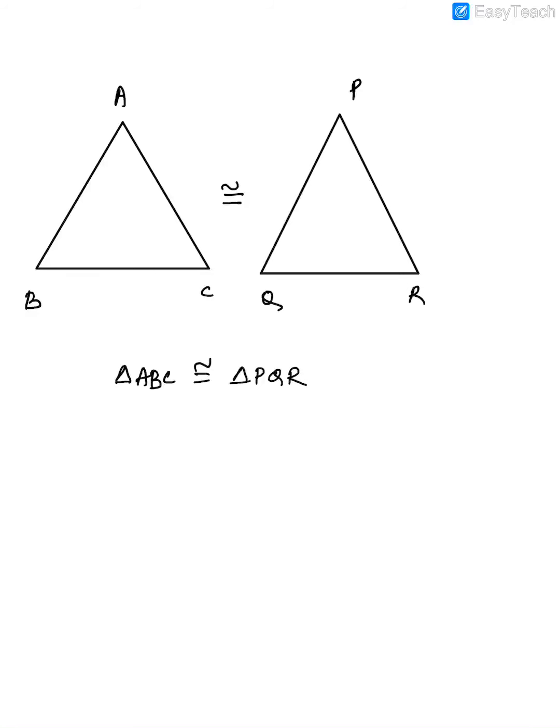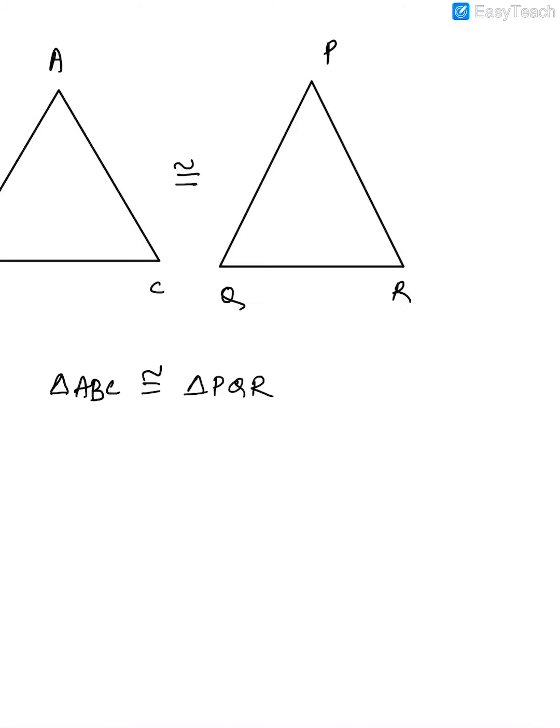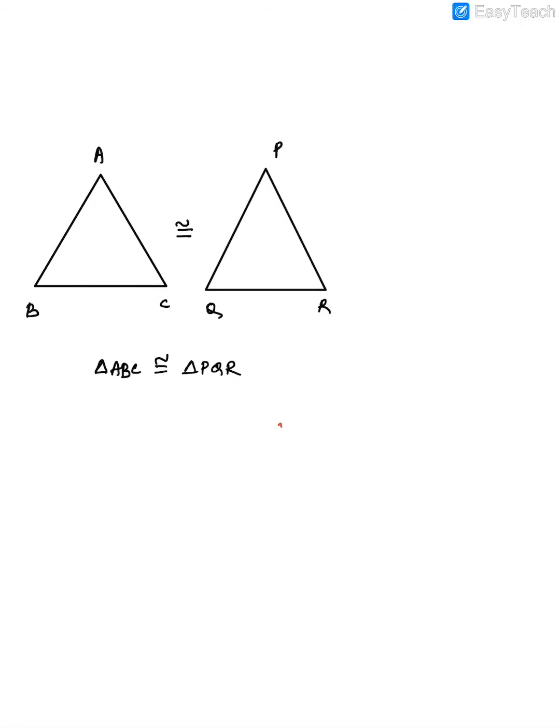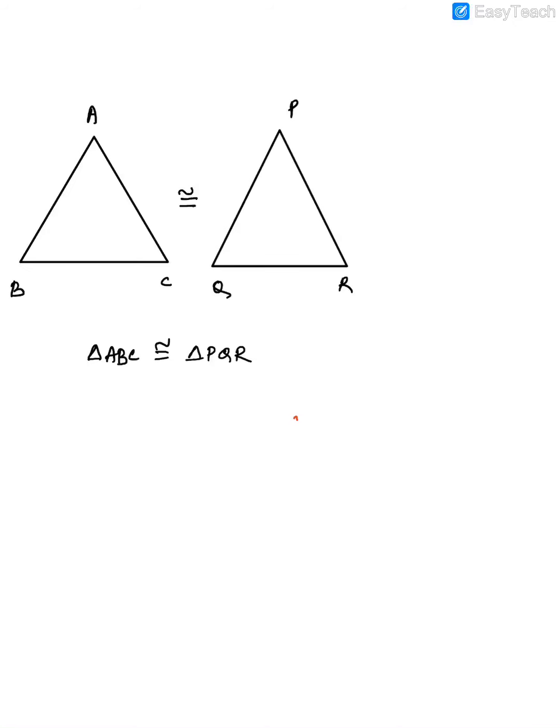Now what do you mean by congruent triangles? They basically mean that when these two triangles are of the same shape and they are also of the same size, then they are called congruent triangles. Basically, if you lift this triangle PQR and place it over ABC, it will exactly coincide. That is what congruent triangles mean.